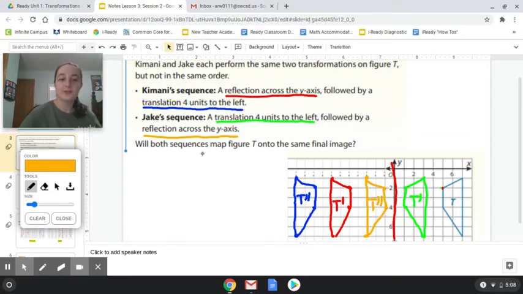And so, will both sequences map T onto the same final image? We can see that Jake's final image is this one here in orange, and that Kamani's final image was this one here in blue. So we would say no, they are not mapped to the same place, because one is here, and the other is there.